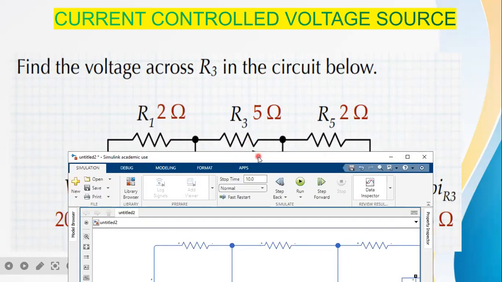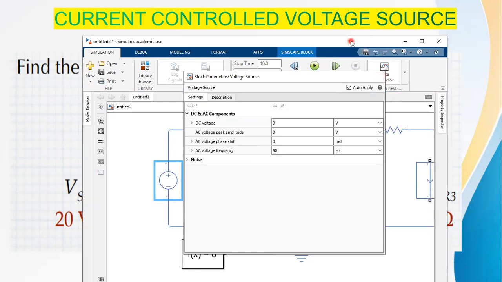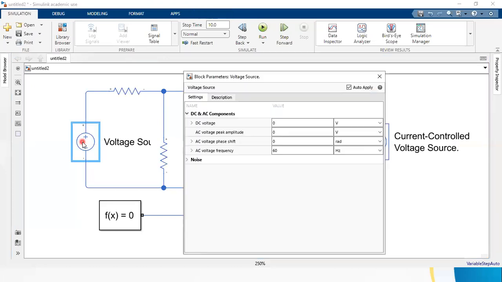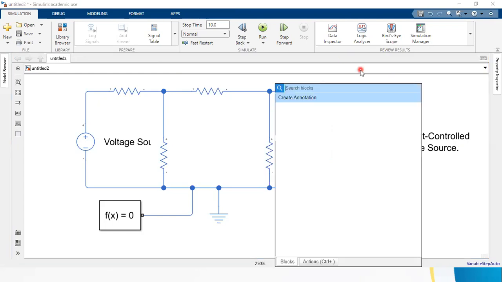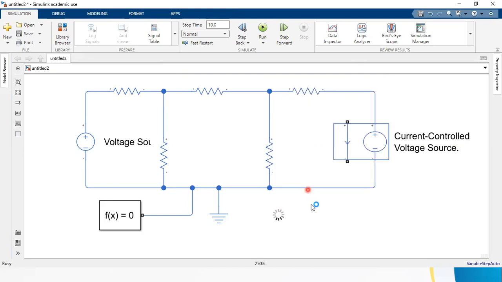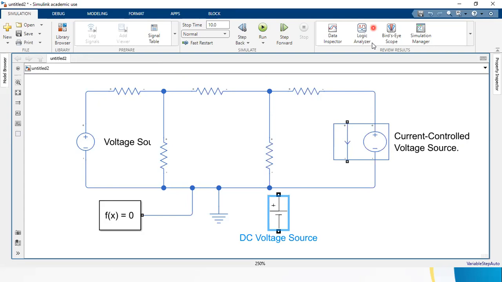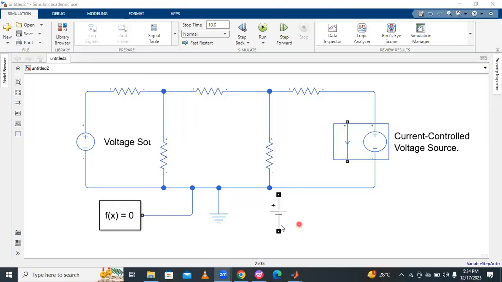First change the values of resistance. This is the 20 volt voltage source. Open this voltage source, and while opening it, it shows like this. So take another voltage source, a DC voltage source, another type of DC voltage source. Don't select this type of voltage source for this connection, because it is used in Simulink.